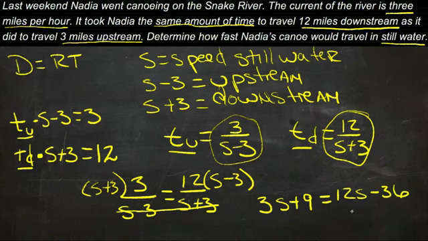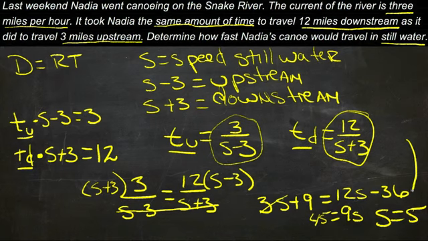Move the S's over, we'll get 9S by subtracting 3S from both of these. Add 36, and we'll get 45. So now we have 45 equals 9S. And by dividing by 9 on both sides, we'll get S equals 5. So S was her speed in still water. Her speed in still water is 5 miles an hour.